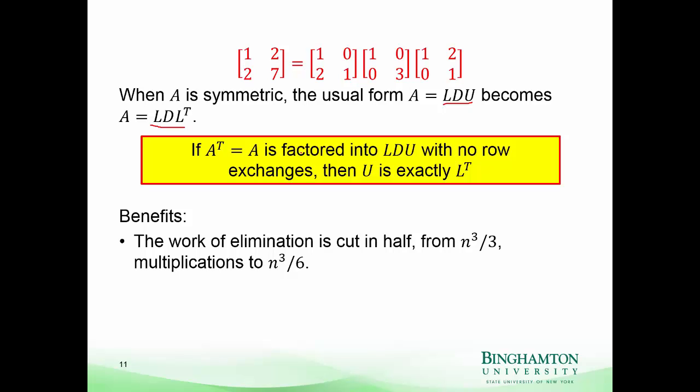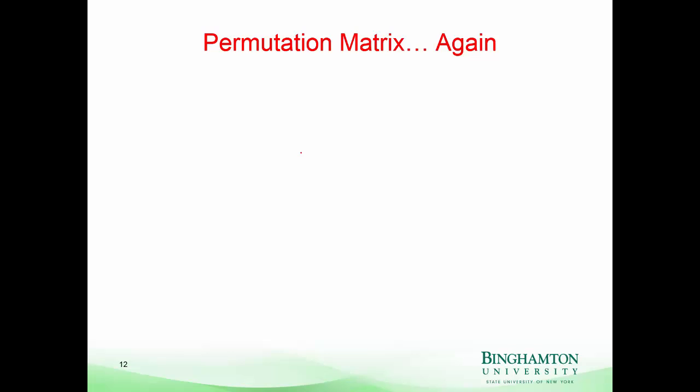We don't need to find the U explicitly, we can just work with the L. And we only have to store half of the amount of stuff that we stored before. So these are the important things in computer work to make things very efficient. We can fit things into half the memory, and we can do it with half the amount of computations. So let's revisit permutation matrices.